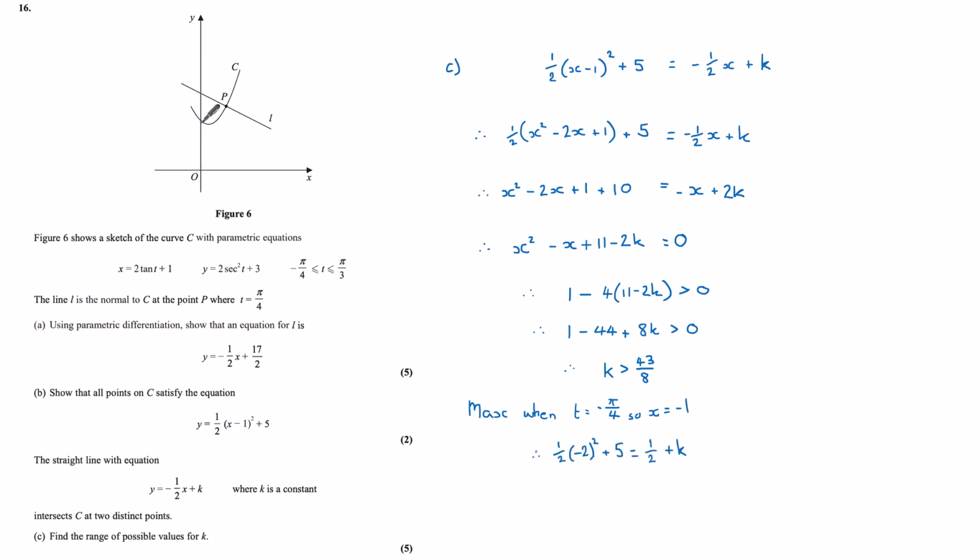And so substituting x is equal to minus 1 into our simultaneous equations gives us a half of minus 2 all squared plus 5 is equal to a half plus k. This gives us 7. So 4 divided by 2 is 2 plus 5 is 7 is equal to a half plus k. Therefore, the greatest value that this can take is k equal to 13/2. Therefore, k must be greater than 43 divided by 8 and less than or equal to 13/2.